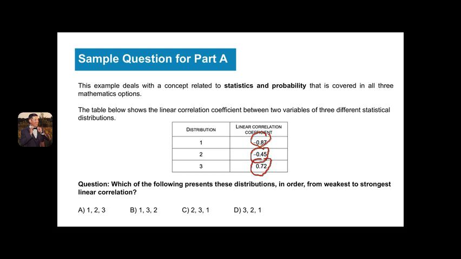For this concept, there are three things to consider. What constitutes a weak correlation? How close are the numbers to one? Does it matter that the number is negative or positive?